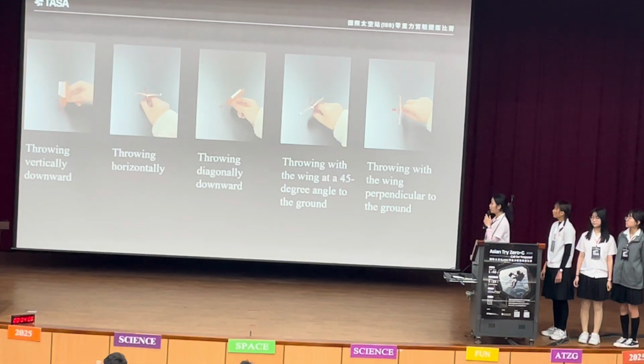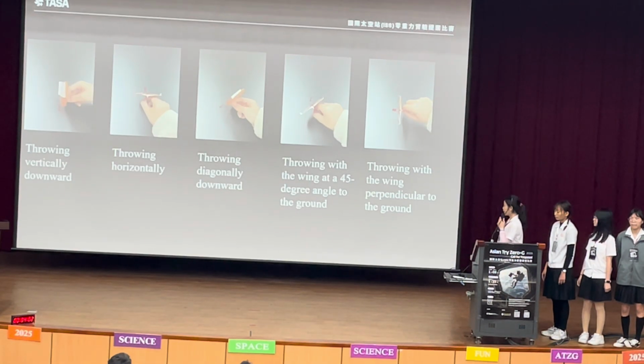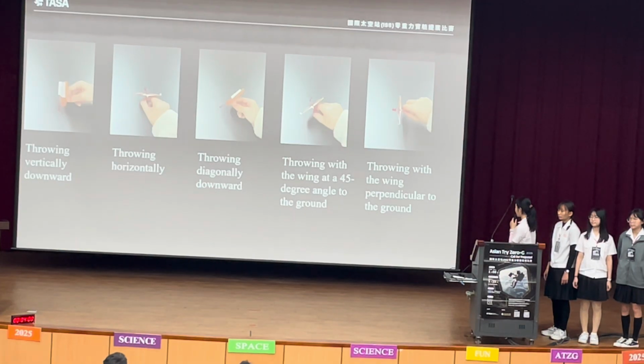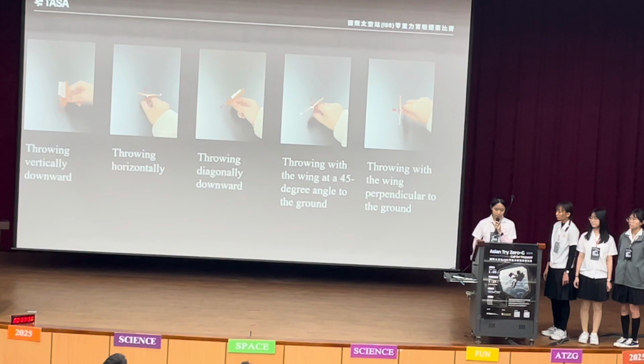vertically downward, throwing horizontally, throwing diagonally downward, throwing with the wing at a 45-degree angle to the ground, and throwing with the wing perpendicular to the ground.